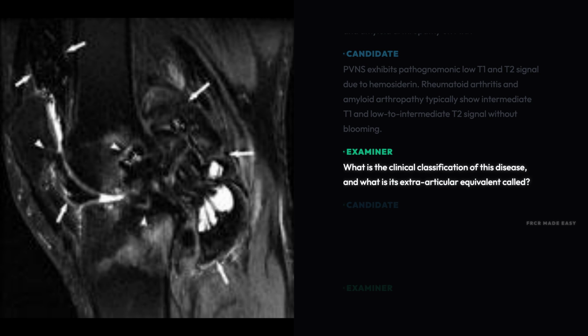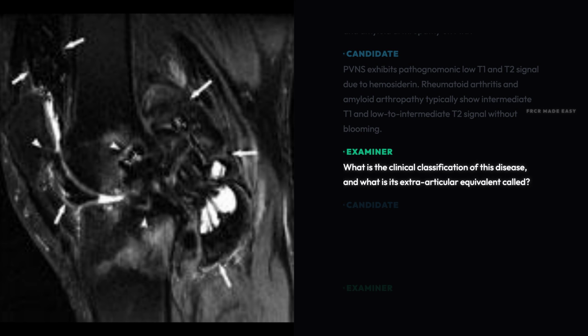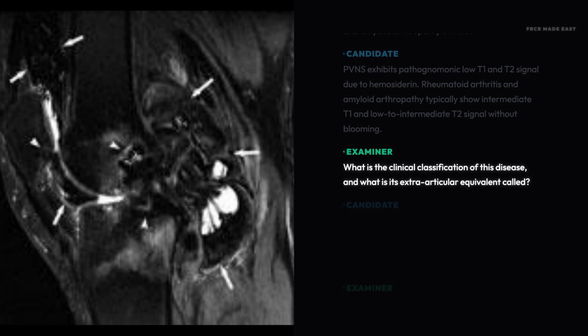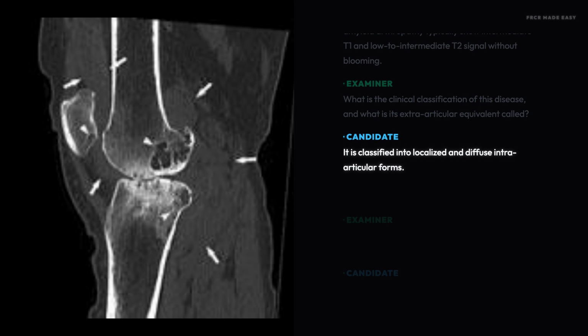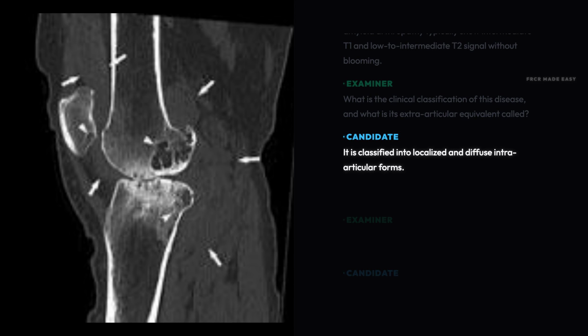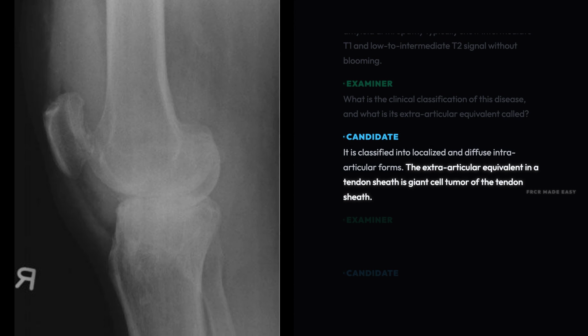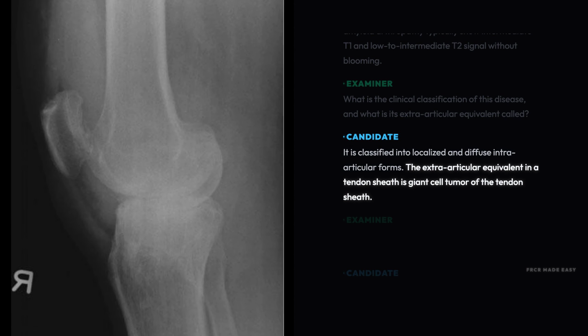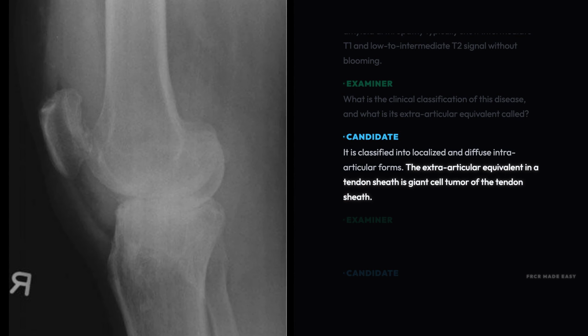What is the clinical classification of this disease, and what is its extra-articular equivalent called? It is classified into localized and diffuse intra-articular forms. The extra-articular equivalent in a tendon sheath is giant cell tumor of the tendon sheath.